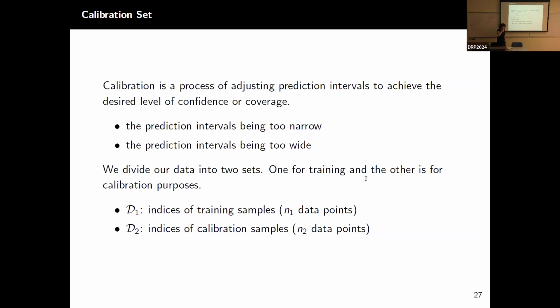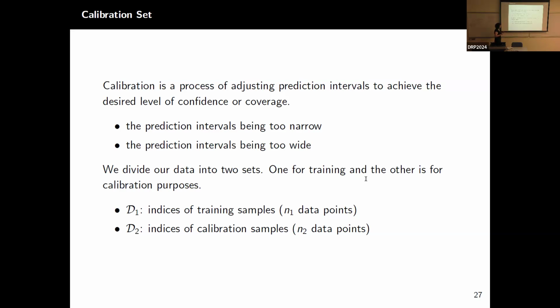And also, let me mention the calibration set. Calibration is a process of adjusting prediction intervals in order to achieve the desired level of confidence or coverage. But what does it even mean? If the prediction interval is too narrow, we can underestimate the uncertainty. But if the prediction interval, just like the example I have here, is too wide, we are overestimating the uncertainty.